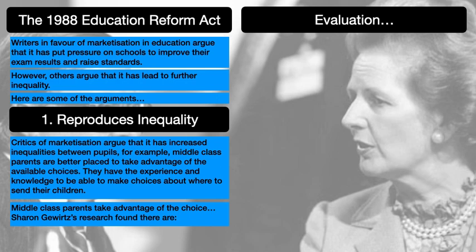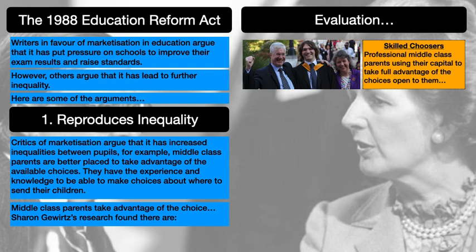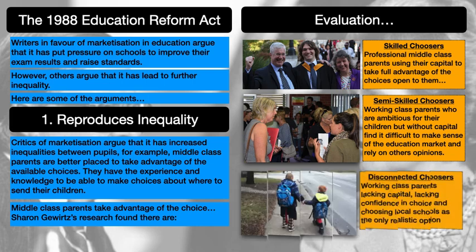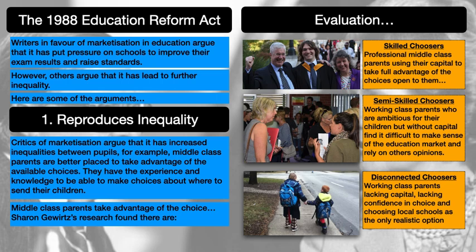Sharon Gewirtz's research found that there are different types of parents. There are the skilled choosers. These are your professional middle-class parents who use their cultural, economic and educational capital to take full advantage of the choices that are available to them. Then you've got your semi-skilled choosers. These are working-class parents who are ambitious for their children but don't have the right capital and find it difficult to make sense of the education market and rely on other people's opinions. And then you have the disconnected choosers, who are likely to be from working class parents lacking that capital, lacking that confidence in choice, and choosing local schools really as their only realistic option.